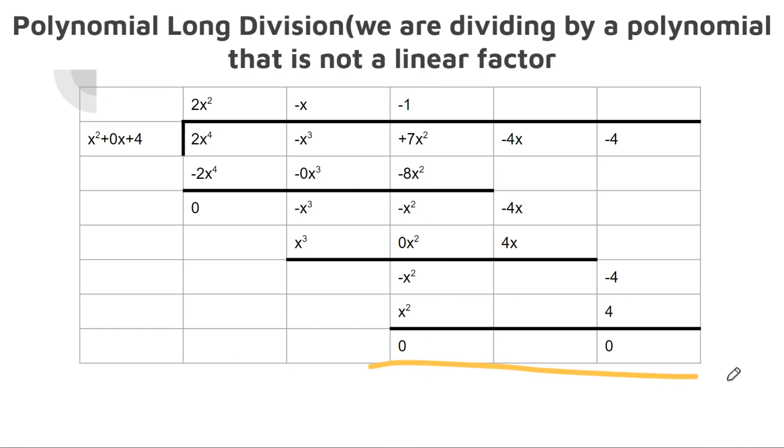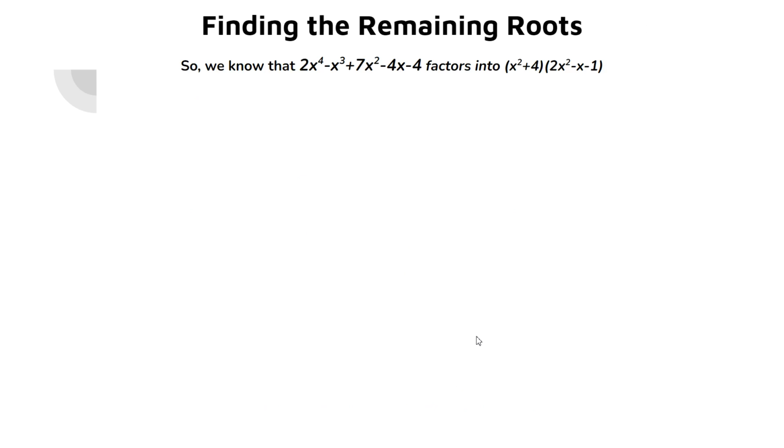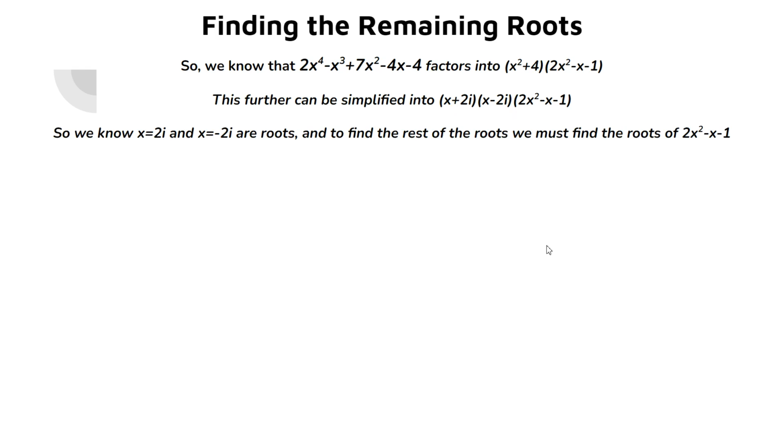You get 0. Since there's 0 as a remainder, 2x squared minus x minus 1 is a factor of the quartic. So we know that this quartic factors into x squared plus 4 times 2x squared minus x minus 1. This further can be simplified into this. Again, we know that these two are factors just from the beginning.